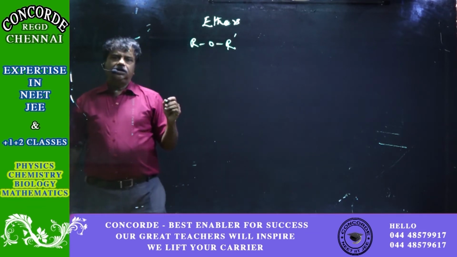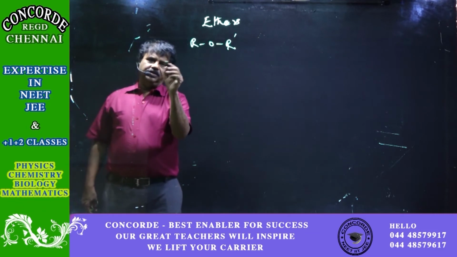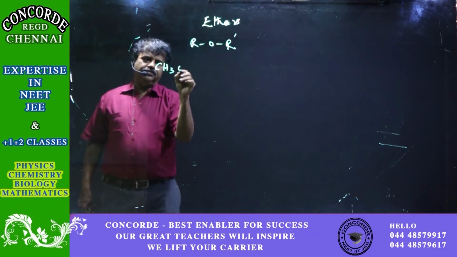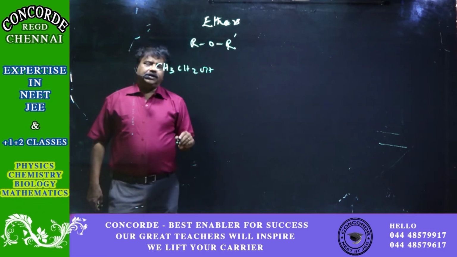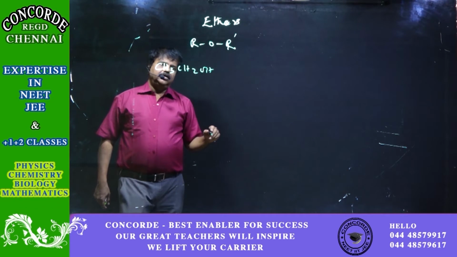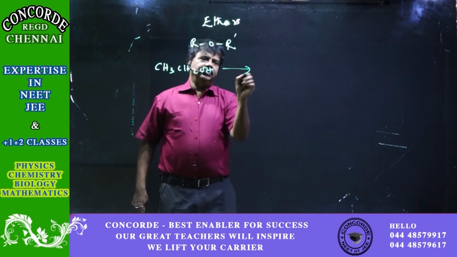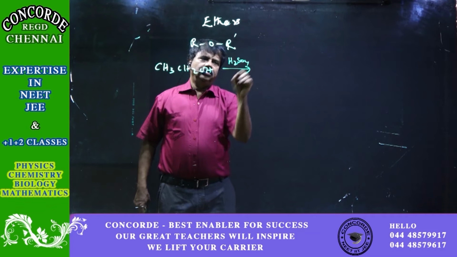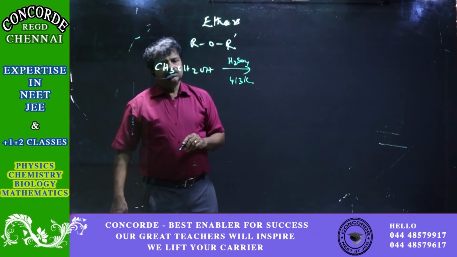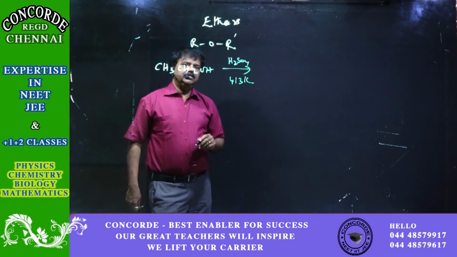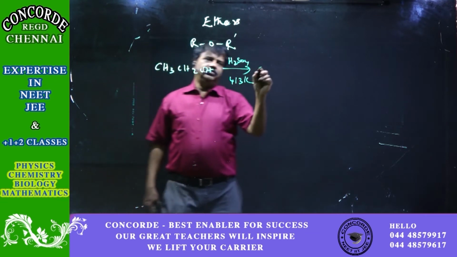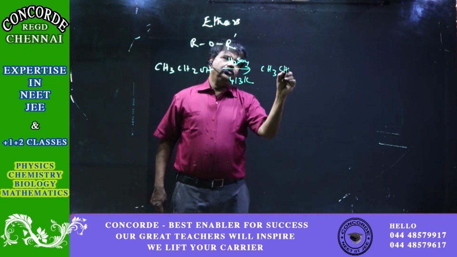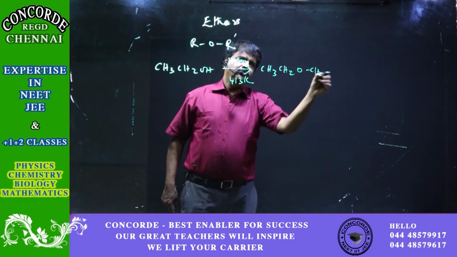prepared by two important methodologies. If you take CH3CH2OH, ethyl alcohol, with ethyl alcohol on reaction with H2SO4 at a temperature of 413 Kelvin, it gives CH3CH2OCH2CH3.